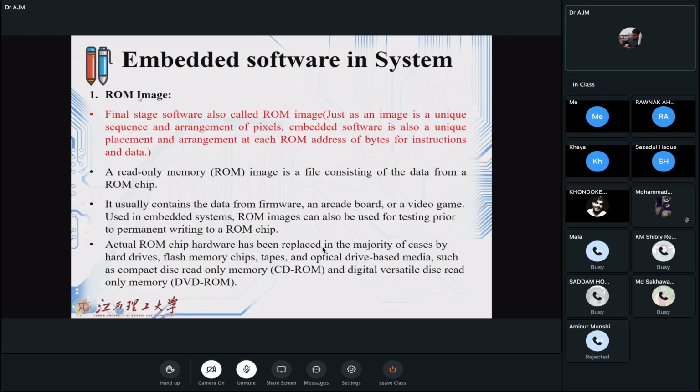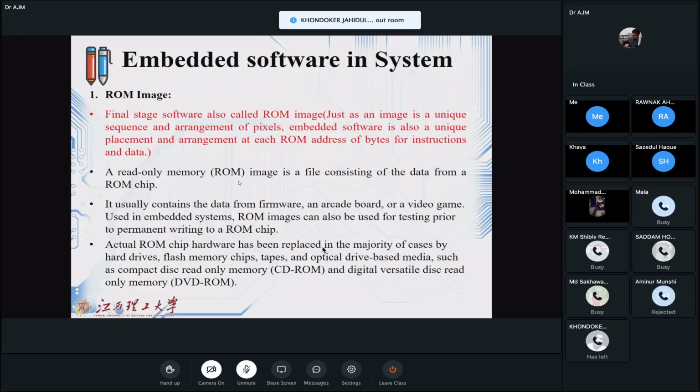Suppose in ROM image, this is the final stage of software, which is called ROM image, which is just an image of a unique sequence and arrangement of pixels. And embedded software is also a unique placement and arrangement of bytes of instruction and data at each ROM address. Then ROM is a file consisting of the data from the ROM chip, and it usually contains the data from firmware and arcade boards or video games, which is usually used in embedded systems. ROM image can also be used for testing prior to permanent writing to the ROM chip.